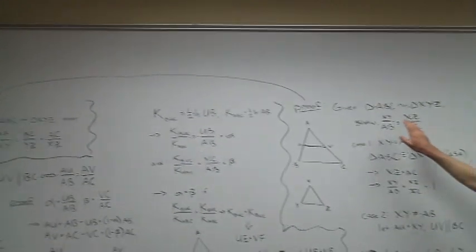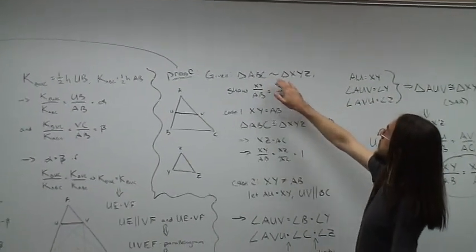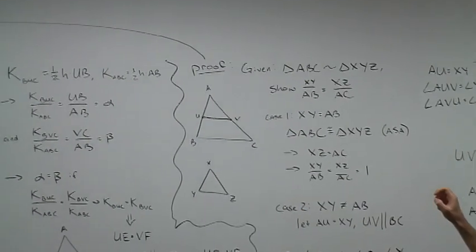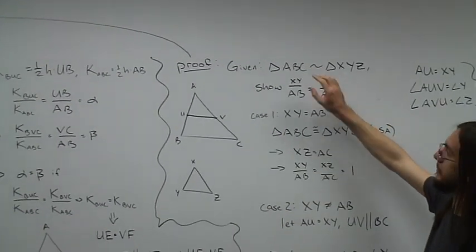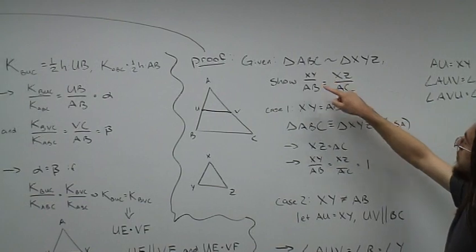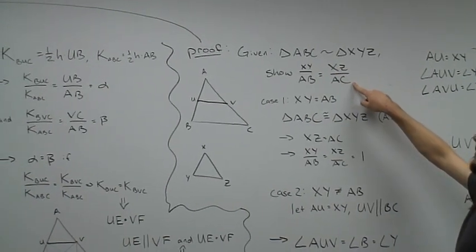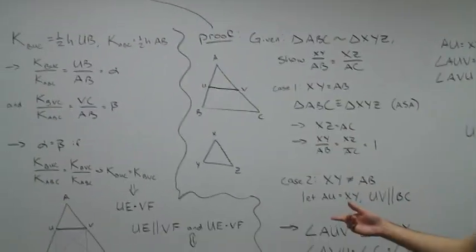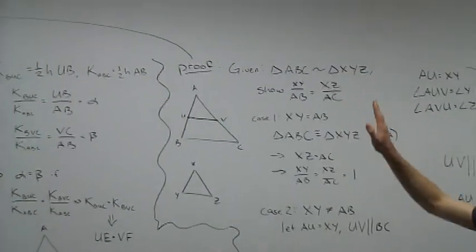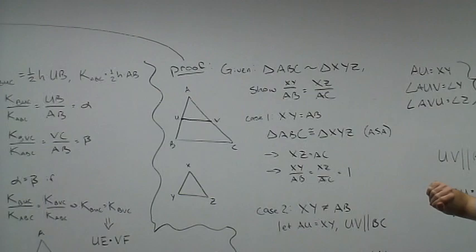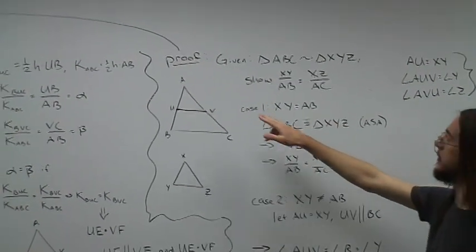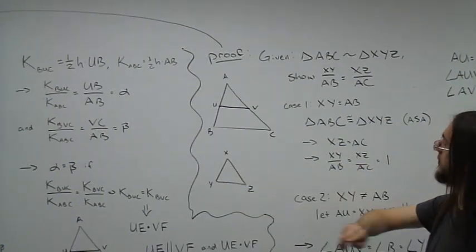Okay, so let's take triangle ABC being similar to XYZ, we've drawn them here. All right, we want to show that the proportion we were talking about holds, that XY over AB equals XZ over AC. The other proportions will follow exactly the same type of reasoning, so if we can show that, then the other proportions will work too. So we have two cases. Let's say that XY equals AB.